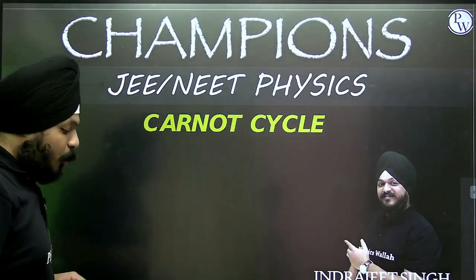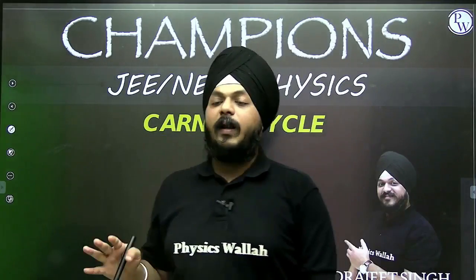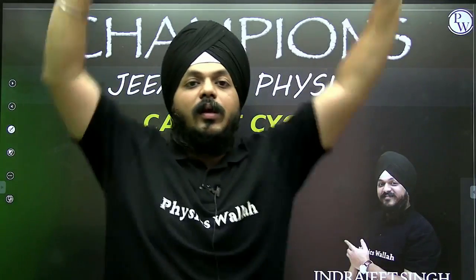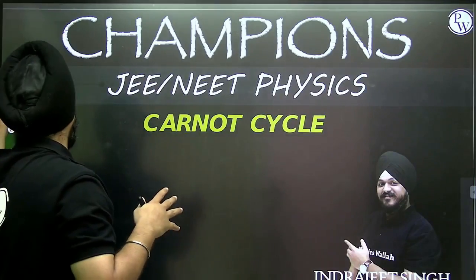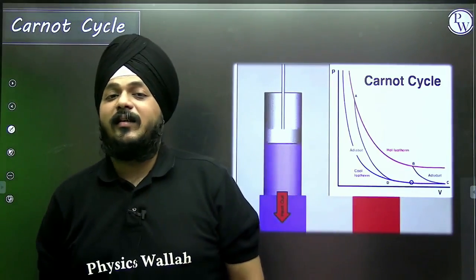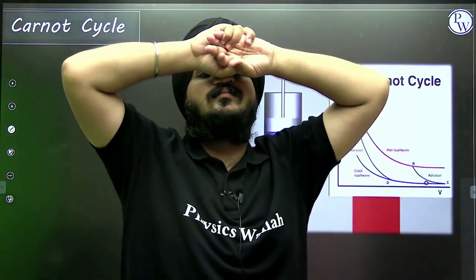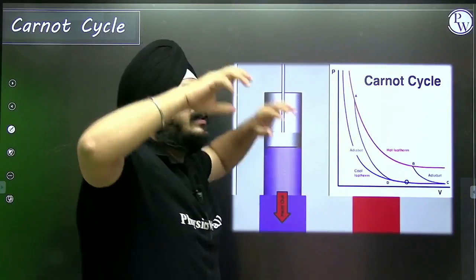Okay. Let's move on to the last topic of this chapter, that is the Carnot cycle. It is very easy. The formula is very easy, and only 1 to 2 formulas are there, really. To understand the Carnot cycle, lots of examples in thousands of books are given. It is an ideal cycle.